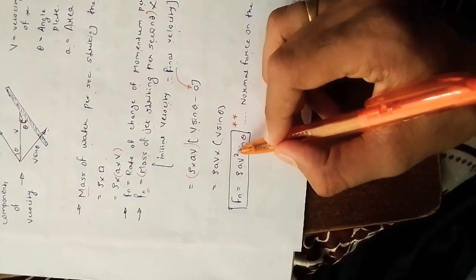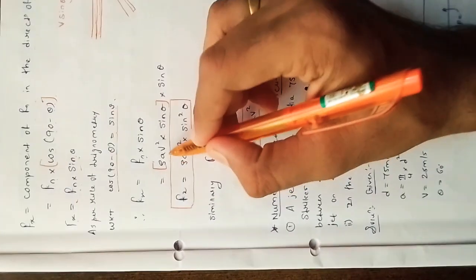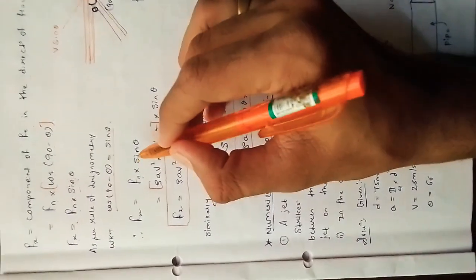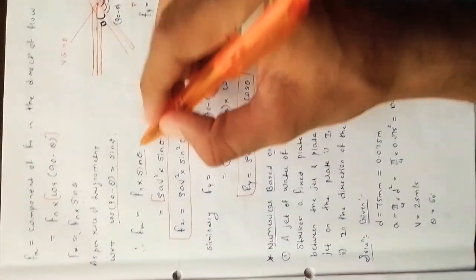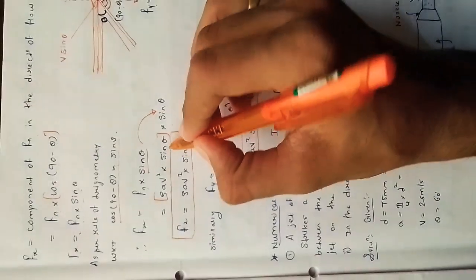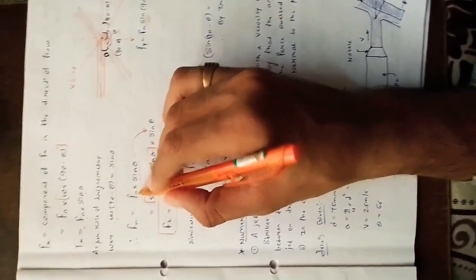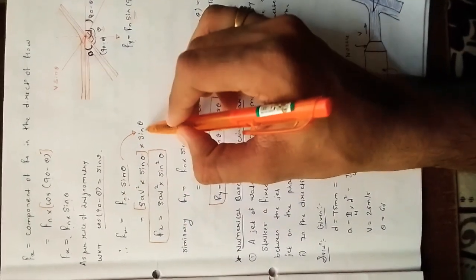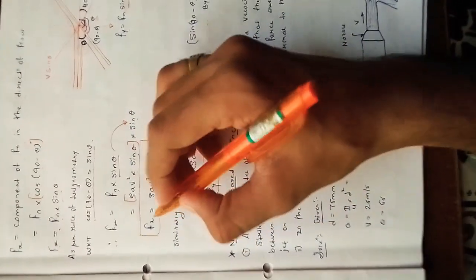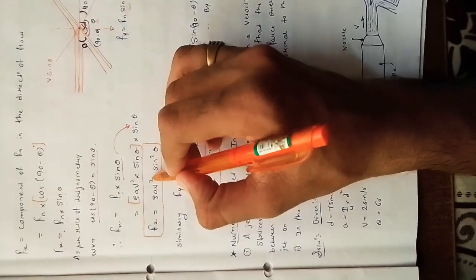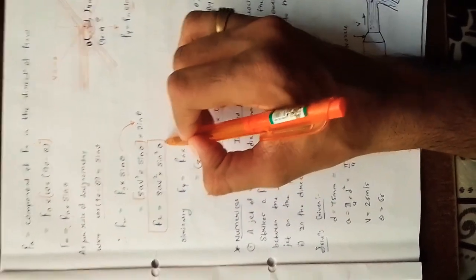So we got Fn equal to rho a v square into sin theta, correct? So rho a v square into sin theta into sin theta. This sin theta I've just copied here, and this sin theta is from the Fn equation. Basically sin theta into sin theta will be sin square theta. So we get the final equation of Fx equal to rho a v square into sin square theta.